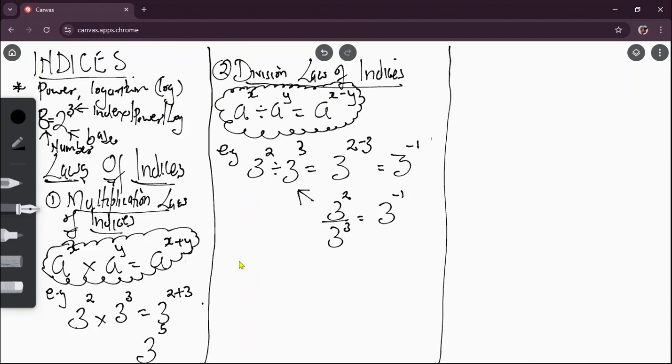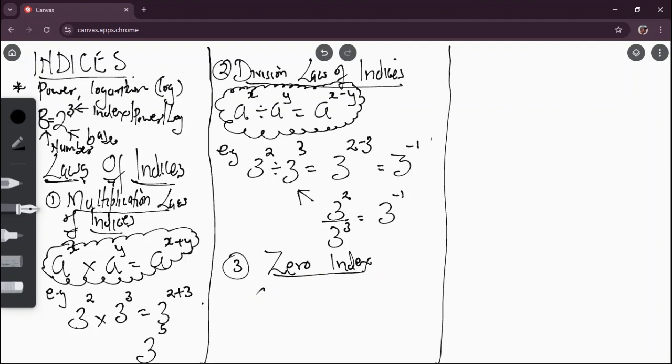So this is law number 2. Law number 3 is the zero index. The zero index is another law that governs the powers.